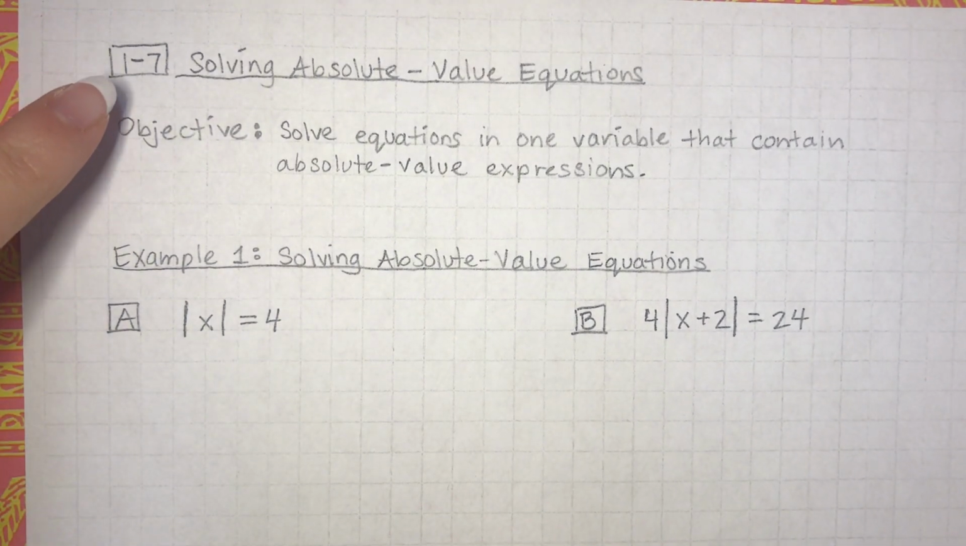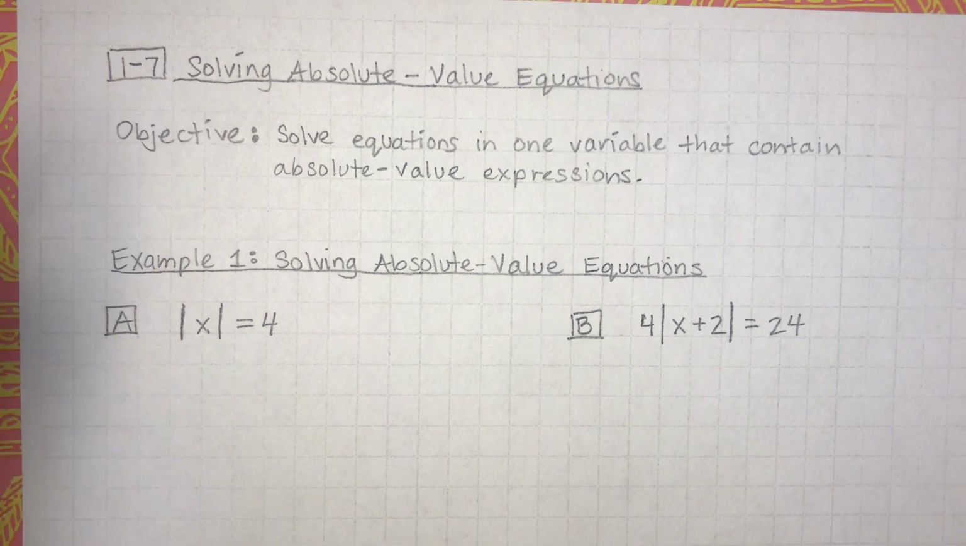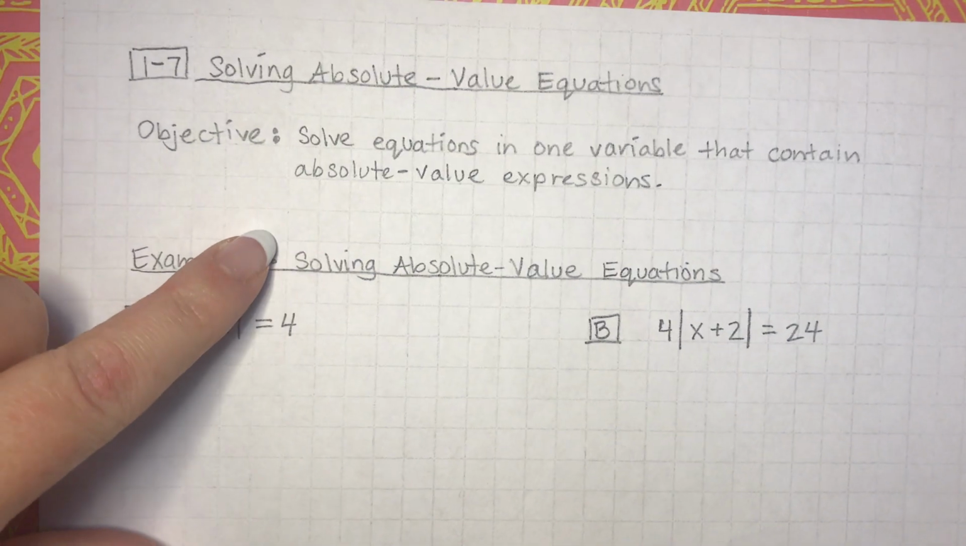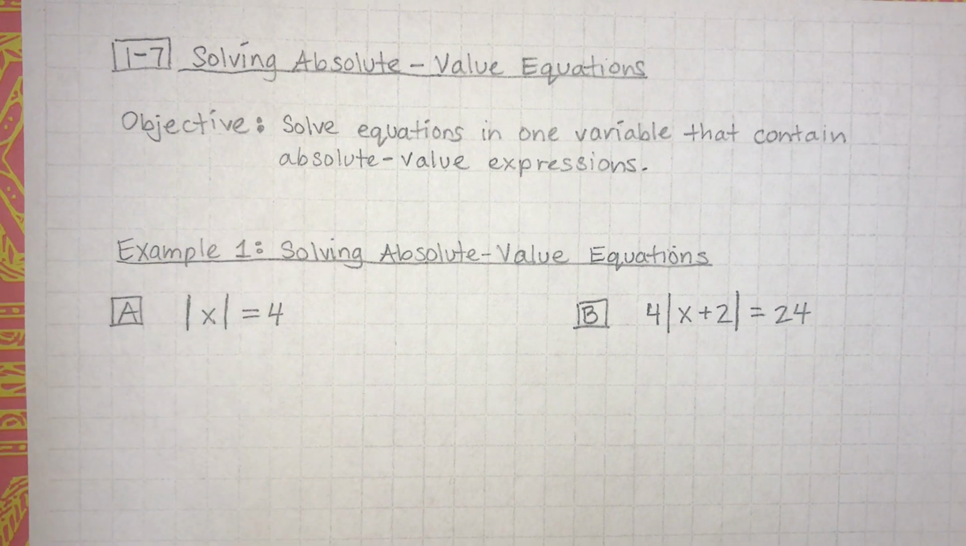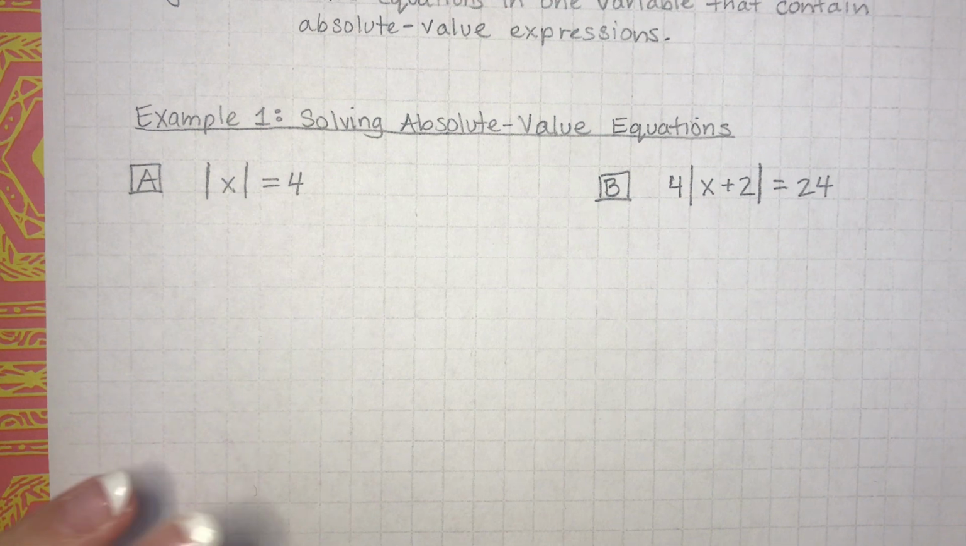Today we're discussing Chapter 1, Lesson 7, Solving Absolute Value Equations. So the objective for today is to solve equations in one variable that contain absolute value expressions. So let's go ahead and look at example number 1. It says solving absolute value equations.